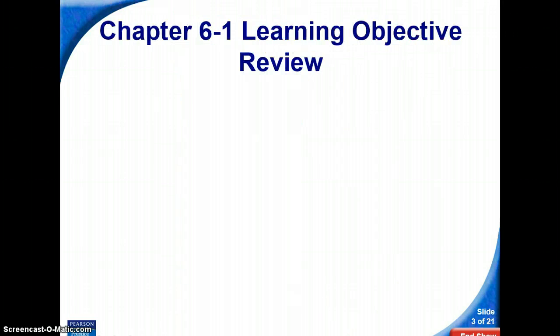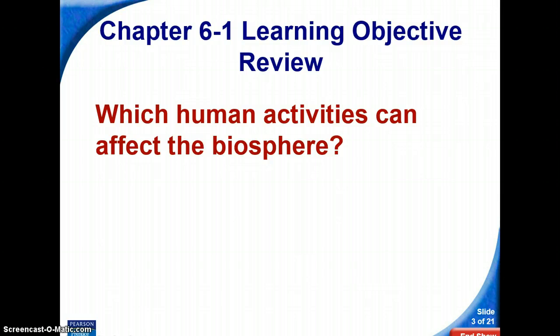Let's start out with a little bit of a learning objective review here from Chapter 6, Section 1. The learning objective for that chapter asked which human activities can affect the biosphere. And remember that some of those human activities that can affect the biosphere include hunting and gathering, agriculture, industry, and urban development.